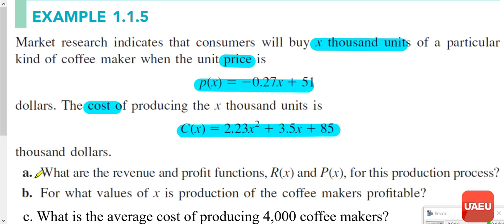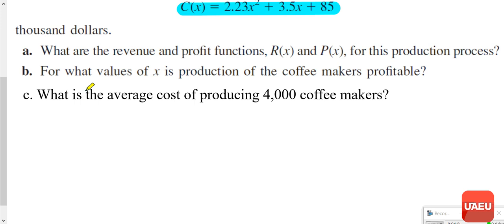Now, the first part is what we will focus on. A and C are what we'll focus on, and we'll deal with part B in another video. First of all, what are the revenue and profit functions?